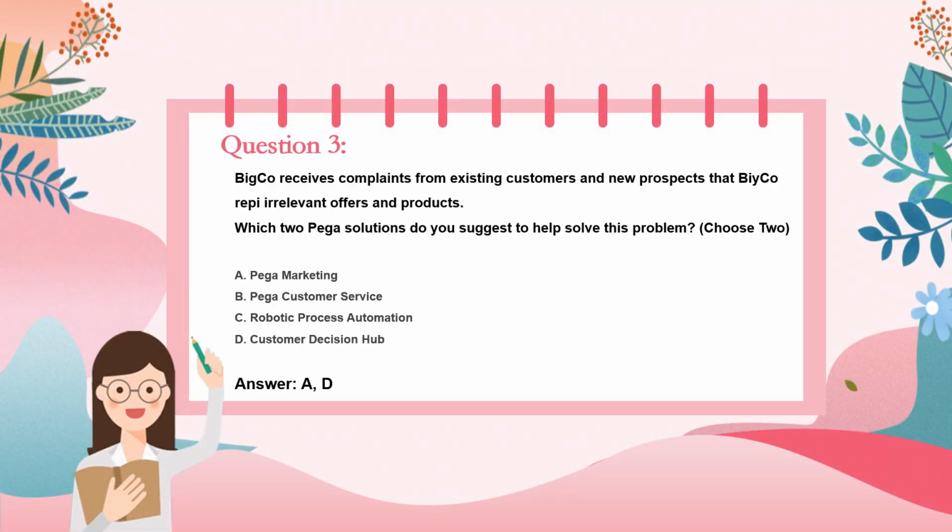Question 3. BigCo receives complaints from existing customers and new prospects that BigCo sends irrelevant offers and products. Which two Pega solutions do you suggest to help solve this problem? Choose 2. A. Pega Marketing. B. Pega Customer Service. C. Robotic Process Automation. D. Customer Decision Hub. Answer. A, D.